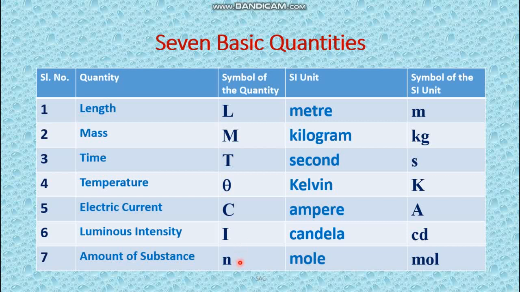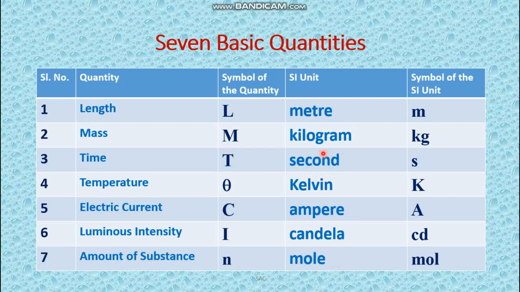Now what about their corresponding SI units? Their corresponding SI units are: for length it is meter, for mass it is kilogram, for time it is second, for temperature it is Kelvin, for electric current it is ampere, for luminous intensity it is candela, and for amount of substance it is mole.